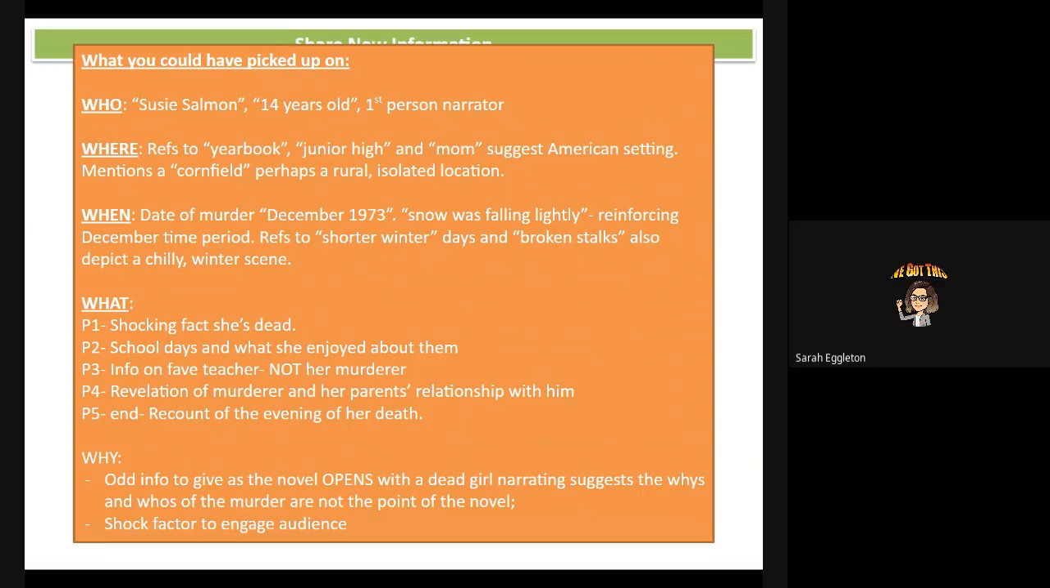Midway through, she reveals who her murderer is and that her parents knew him. Why does she do that then? Why does she give us that information about her parents' relationship with her murderer before she tells us about the night she was murdered? What does it do?